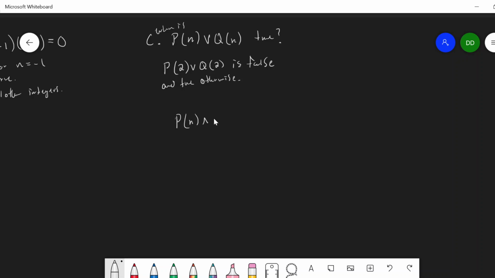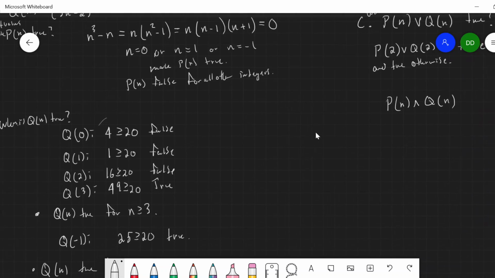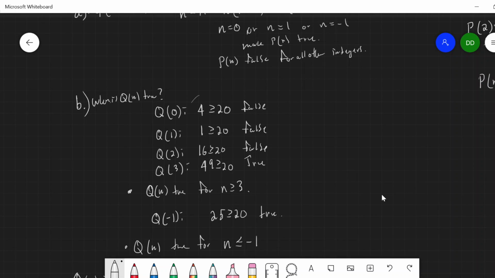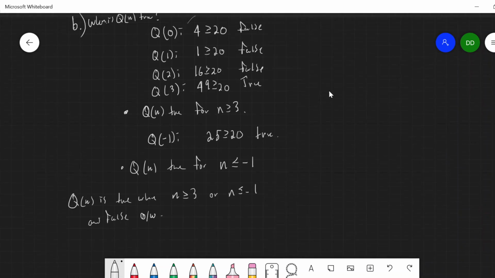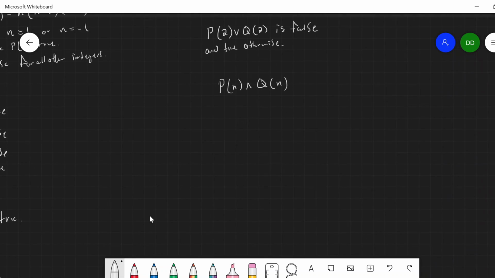P of n and Q of n. So the conjunction operator. Remember, for the conjunction operator, I need both P of n and Q of n to be true for the same value of n in order to make the statement I get out true. So I'm going to look over to my data again and find out what makes both of these true simultaneously. So again, P of n is true for 0, 1, and -1. -1 does make Q of n true, so it seems like P of -1 and Q of -1 is true.